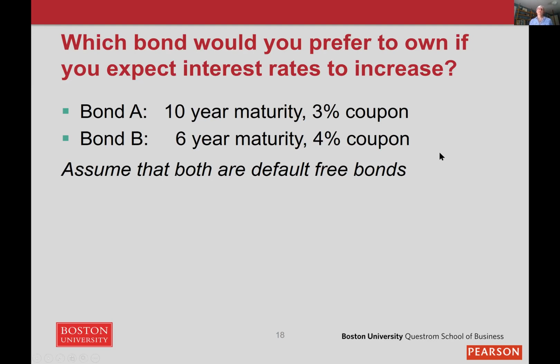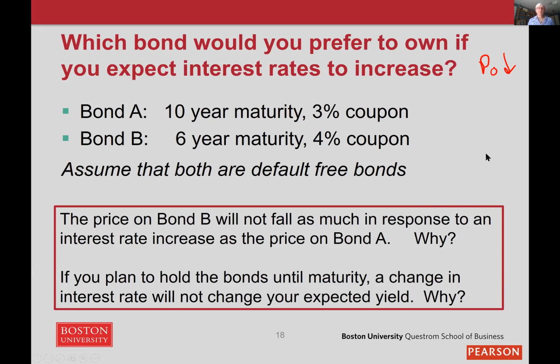So basically, if interest rates are going to increase, then your price is going to decrease. You don't want your price to decrease, so you'd rather have the one that's not going to change so much. So the price on B is not going to fall as much.